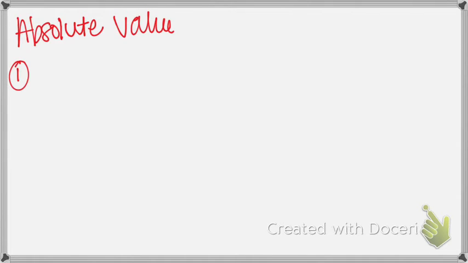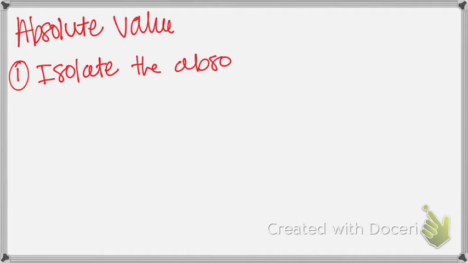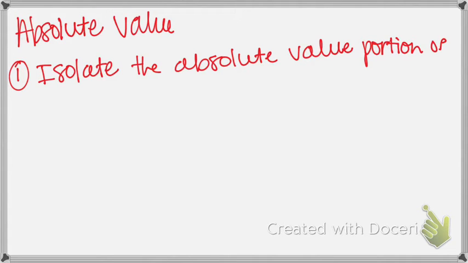All right, the next thing we did, we started a new lesson today. It was over absolute value. So there are 4 steps to absolute value, and these notes are posted on Teams. So the first step is to isolate the absolute value portion of the equation.